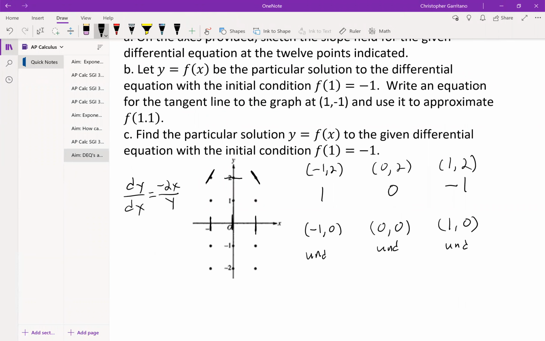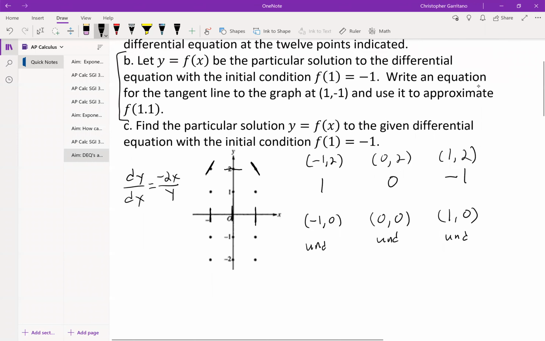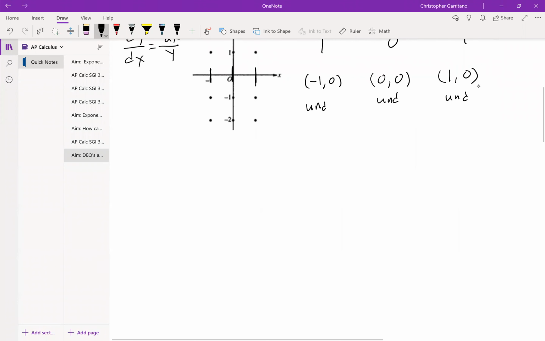Really, it's part B that now brings some older material back into the mix. So y equals f of x is going to be the particular solution to our differential equation with the initial condition f of 1 equals negative 1. What they want us to do in part B is to write an expression for the tangent line to the graph at 1, negative 1, and use it to approximate f of 1.1. All right, so this goes back to the idea of linear approximation.